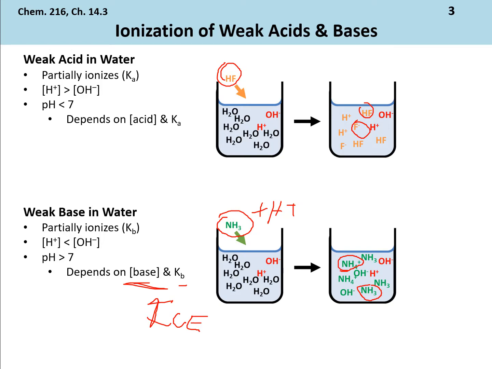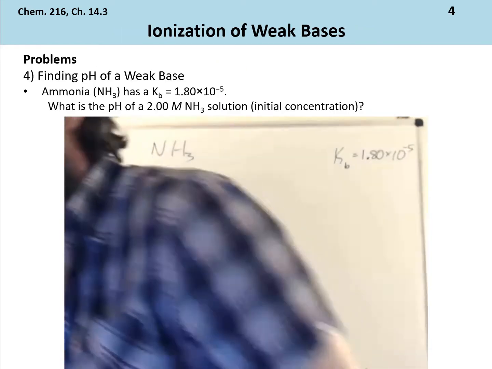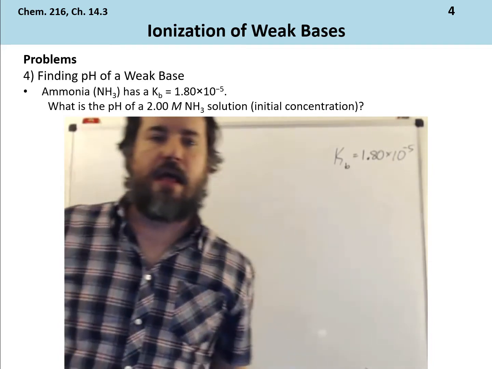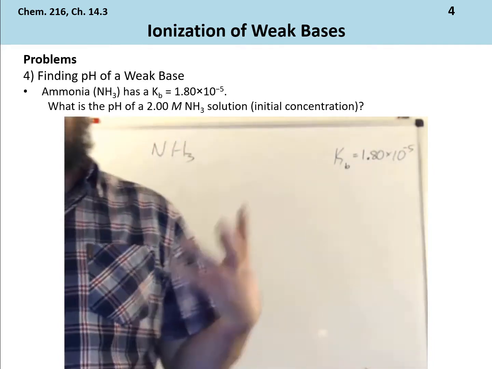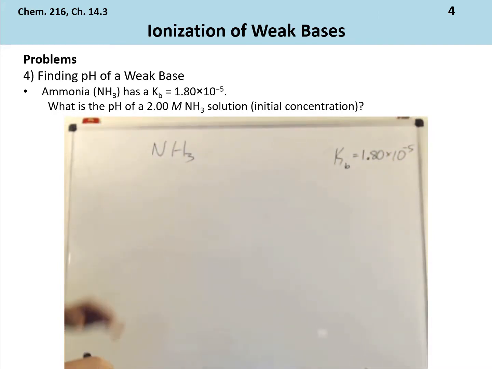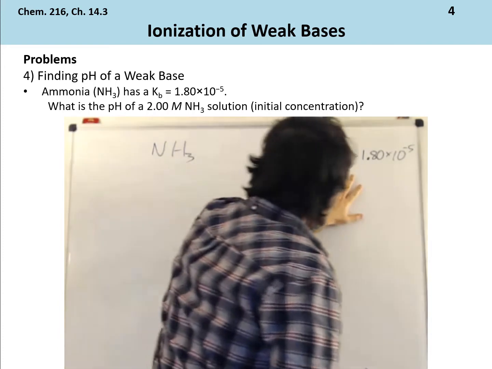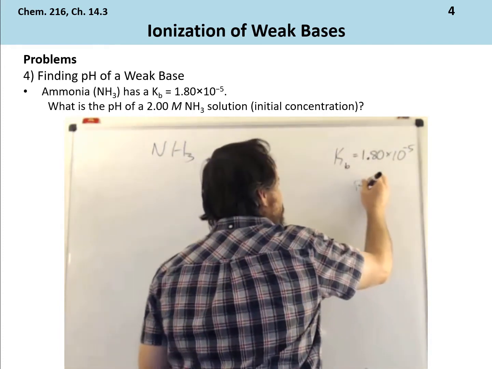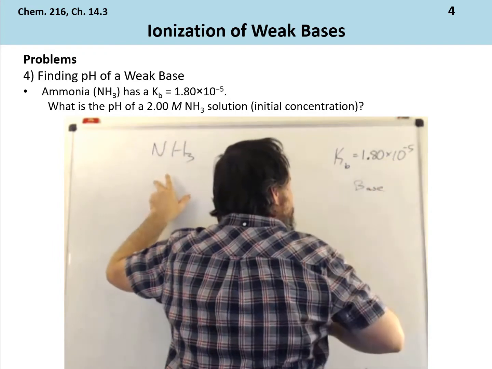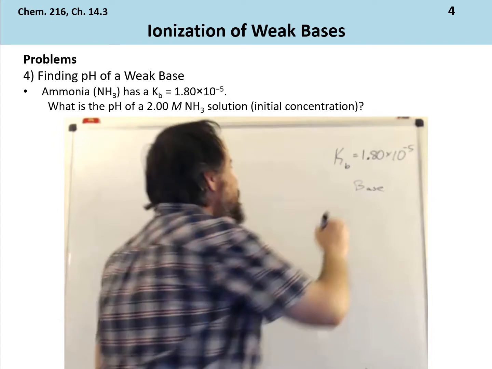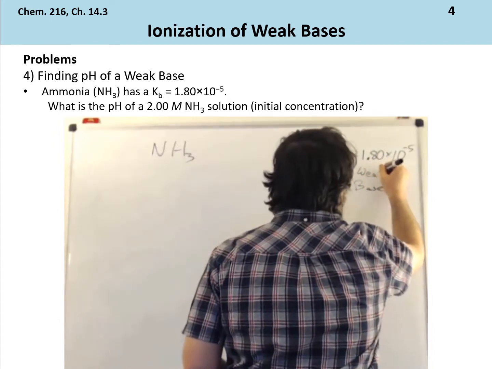All right, so let's look at a problem. Let's say we have ammonia, and we want to know the pH of a 2 molar NH3 solution. Okay, we're told NH3, we're told it has Kb. This B stands for base. So that means this must be a base. And notice this is 10 to the minus 5. That's a small number. So this must be a weak base.